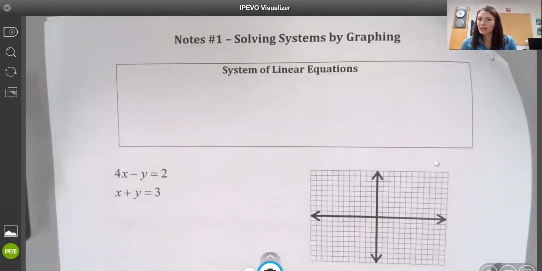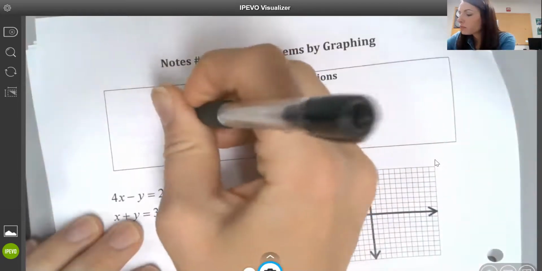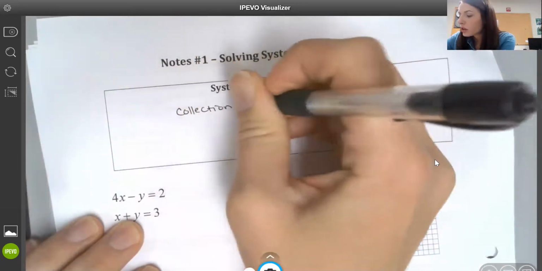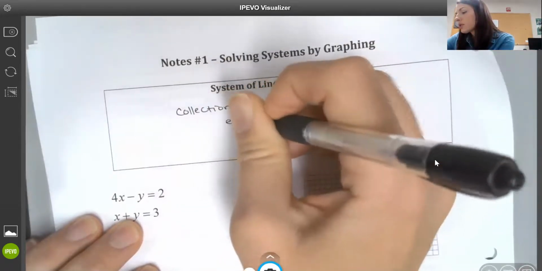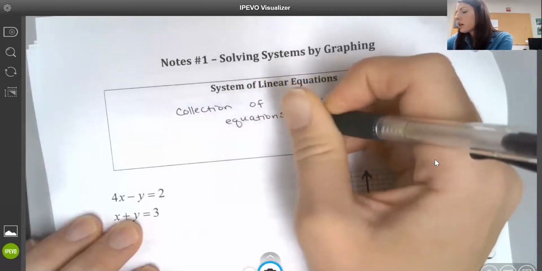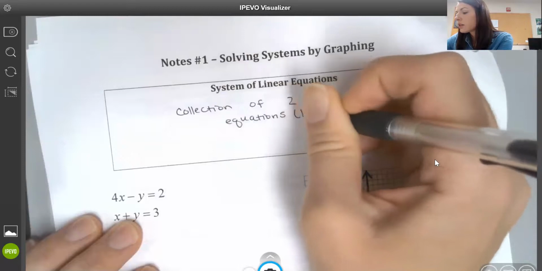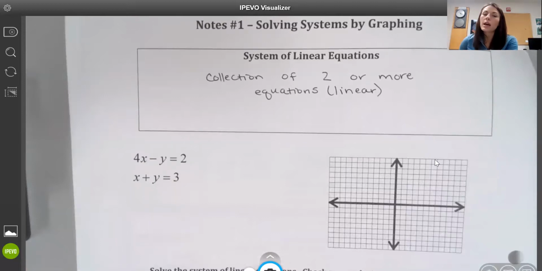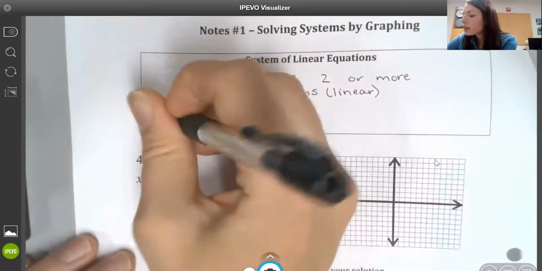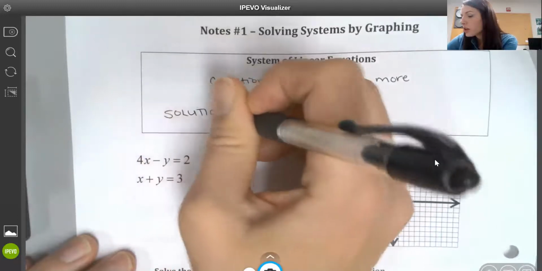So what a system means is that we have a collection of two or more equations. And in our case, linear equations. You could have a system with other types of equations, absolute value equations. Maybe I'll even give you a challenge one with some absolute value equations at some point during the year, or quadratic equations. Any sort of equation can be within a system. And what we want to do is find the solution to this system.